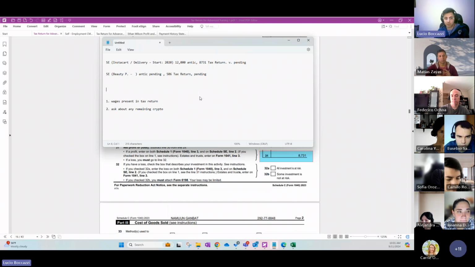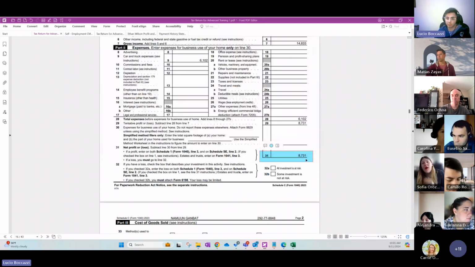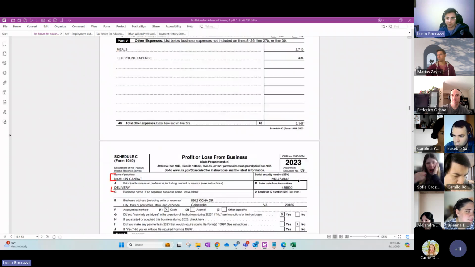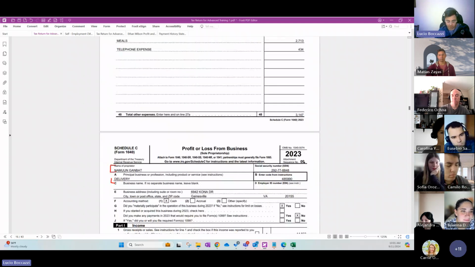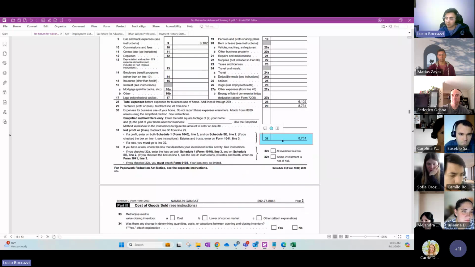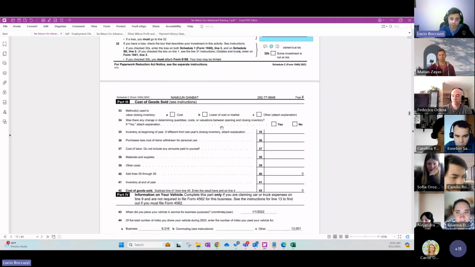So far with the other Schedule Cs, we're going to find out if they are actually still self-employed in beauty products. But let's keep going down, because so far, if we add these amounts on the Schedule Cs, there's still a difference to the amount from the Schedule 1. So let's keep going down.